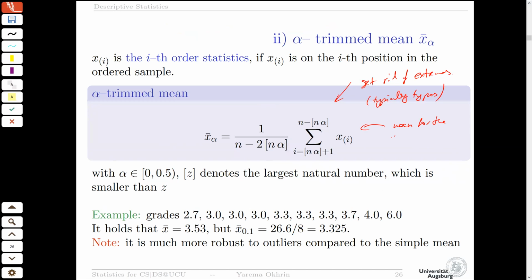It is the mean for the central 100 minus 2 alpha % of observations. Like the central 90% of the observations, because we dropped the first 5% and the last 5%. Most of the functions in statistical software packages have this kind of trimming, where it's also easy to implement.